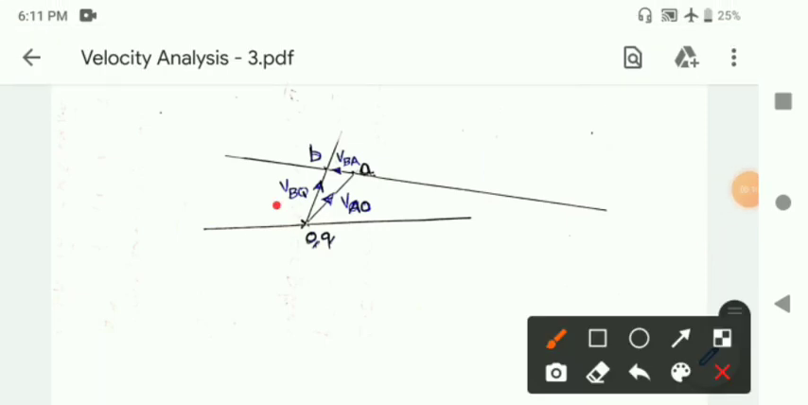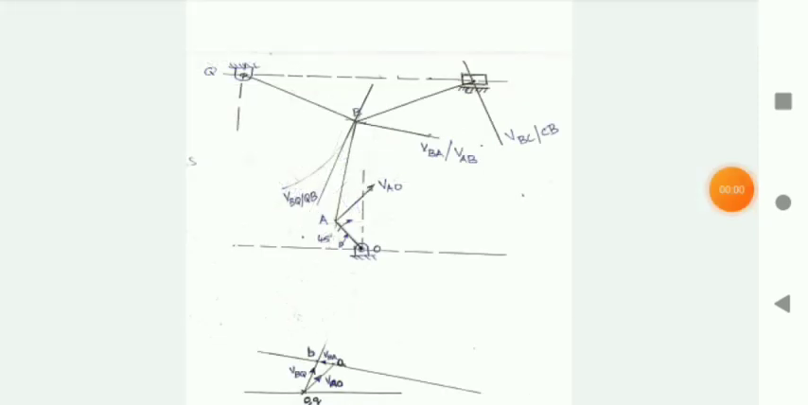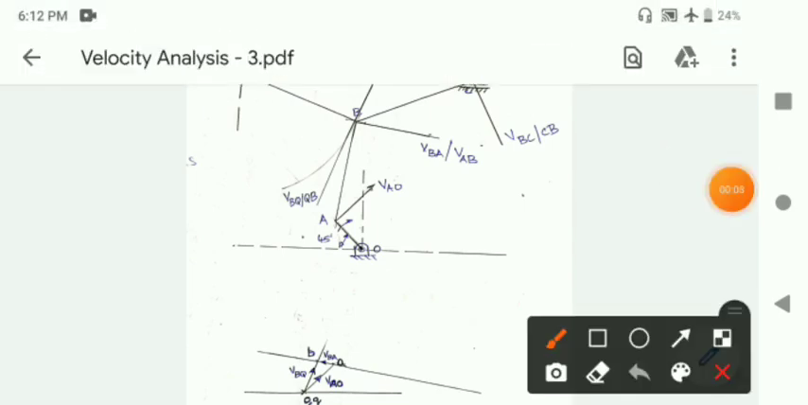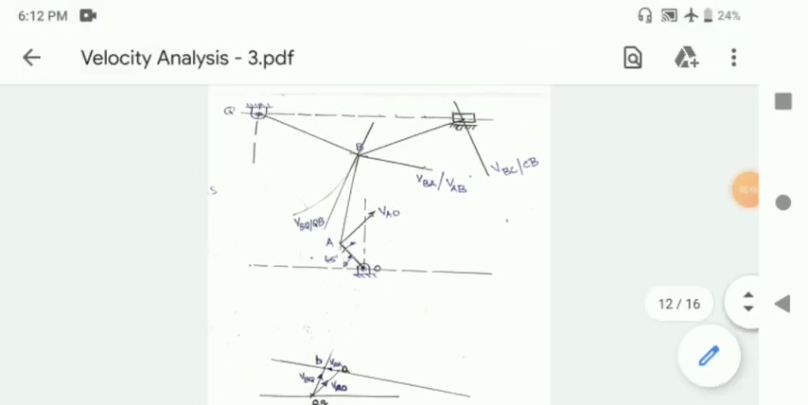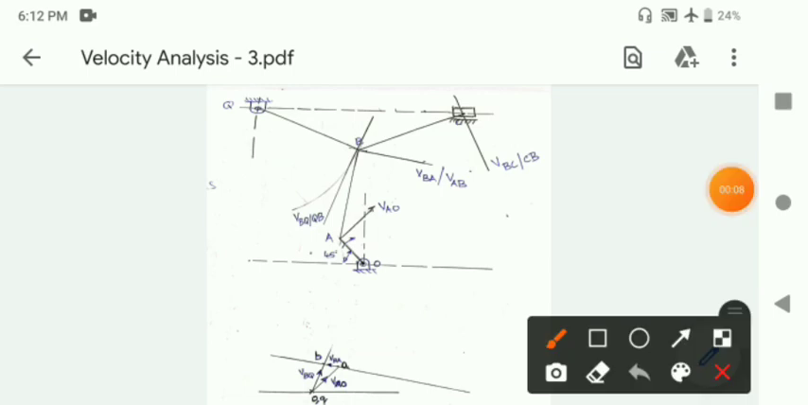Okay. So the method we have already discussed in the previous class. If you have any doubts, please refer to those videos. Now we will move to link BC. Link BC undergoes a general planar motion.